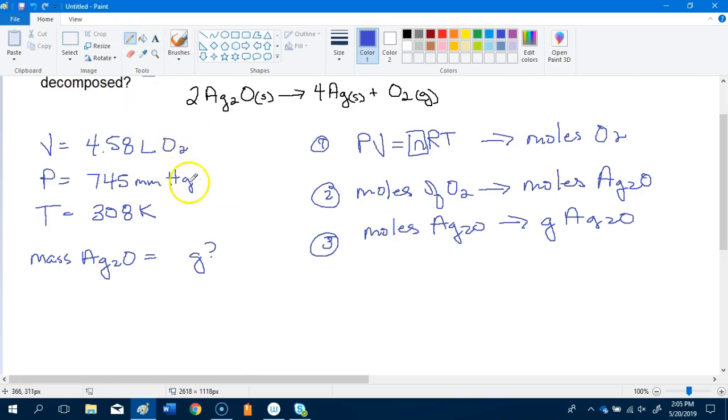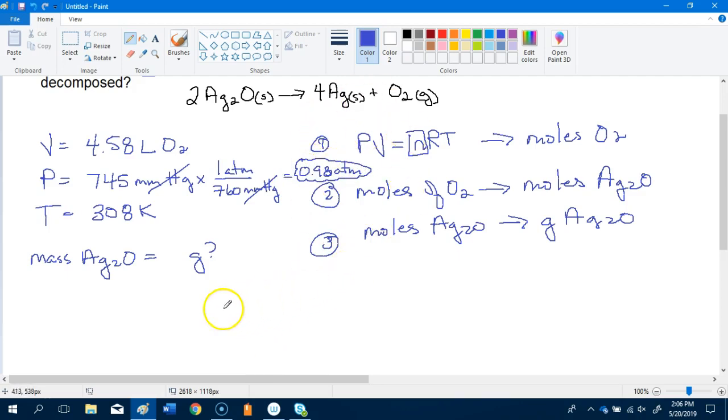That's going to involve me multiplying 745 by the conversion factor of 1 atmosphere is equal to 760 millimeters of mercury. The millimeters of mercury cancel out, and we get 745 divided by 760 equals 0.98 atmospheres. So we had to convert our millimeters of mercury to atmospheres, and that's completed here.